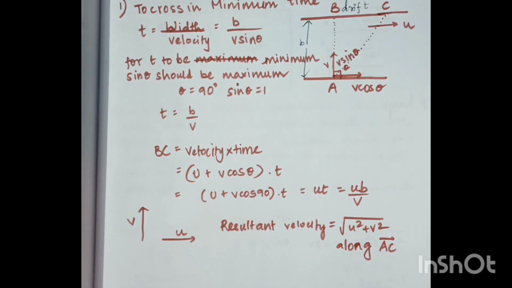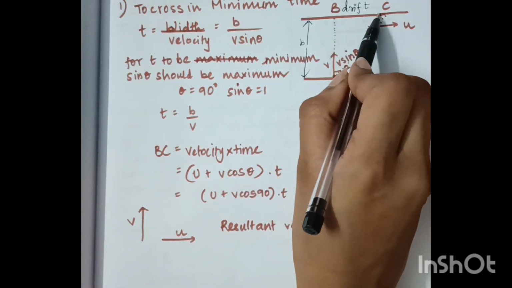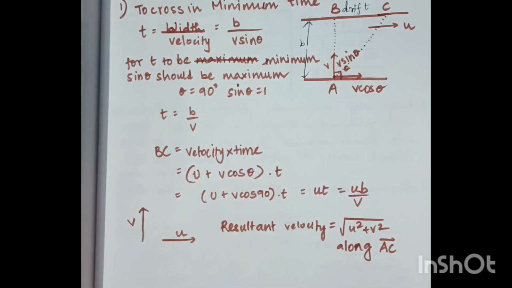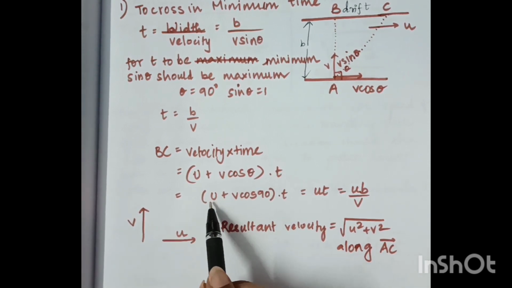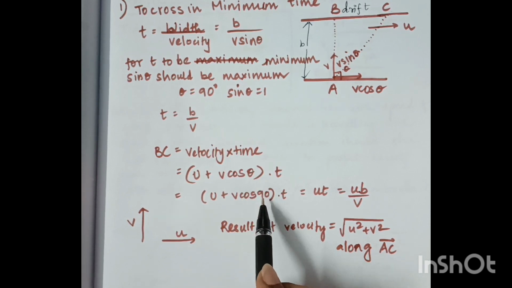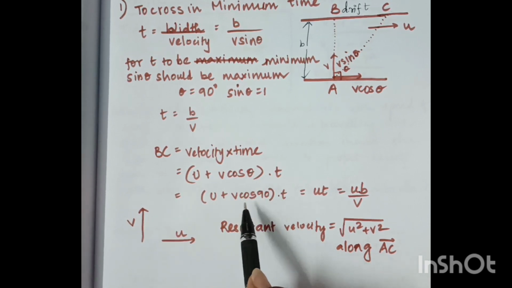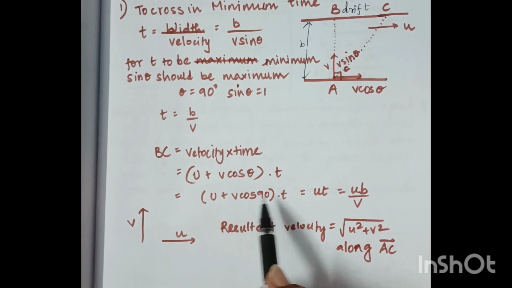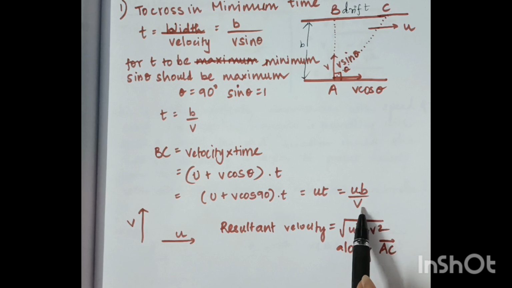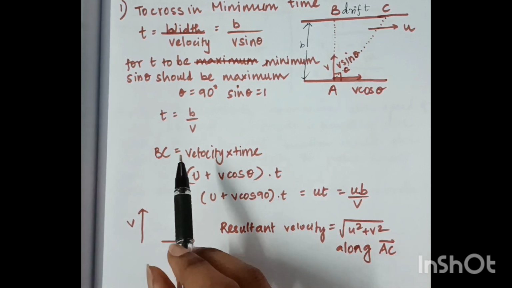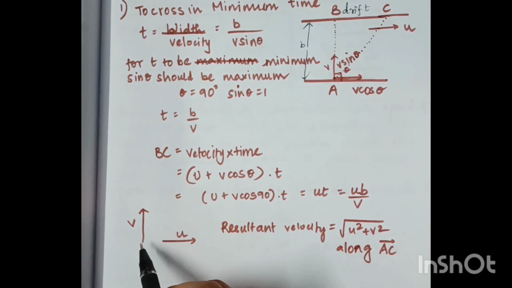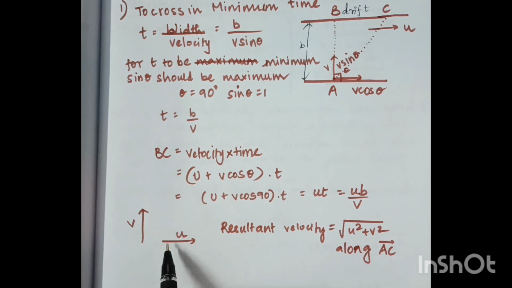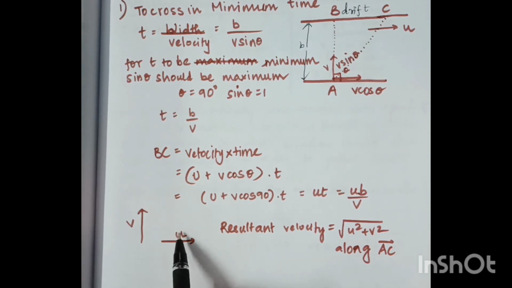Now for the horizontal direction, we have to take the components of velocity in the horizontal direction. And what is that velocity? We have already seen, that is u plus v cos theta, into time. So u plus v cos theta, where we have already seen theta equals 90 degrees, so v cos 90 into t. So the v cos 90 term is 0, so it is just ut, that is u into b by v, because time is equal to b by v, that we have already seen. Now we can see his velocity is like this, v, and the river's velocity is like this, that is u.